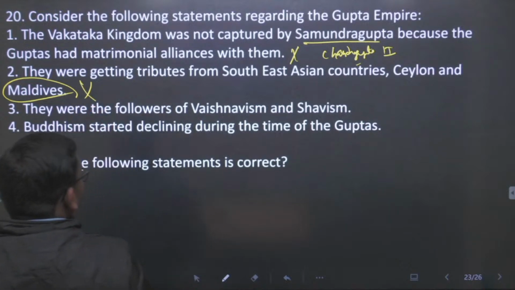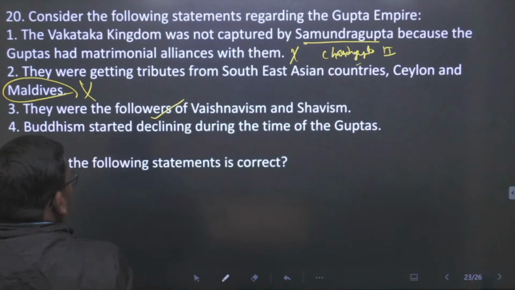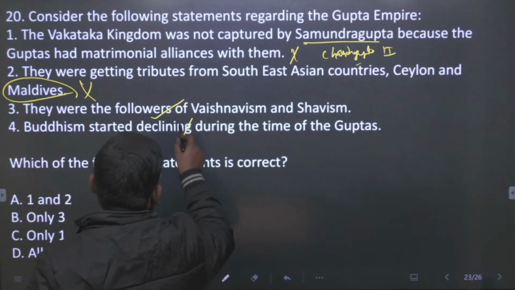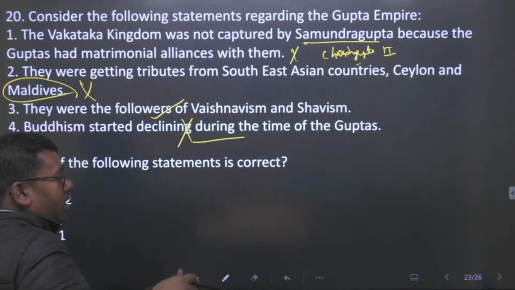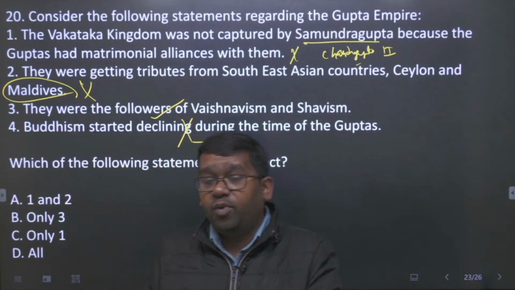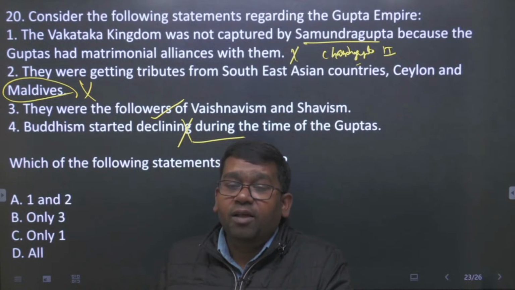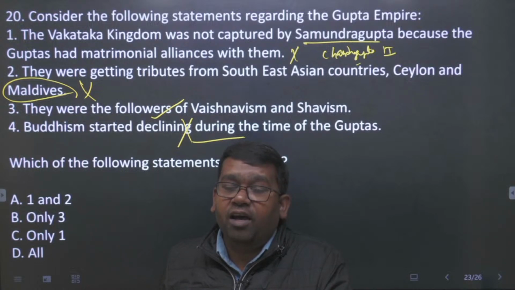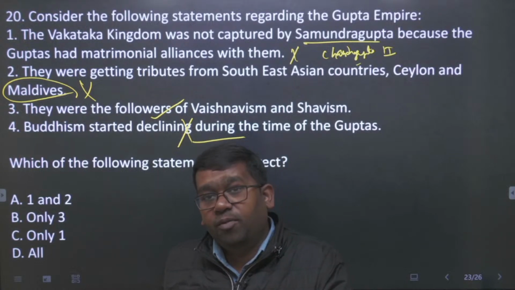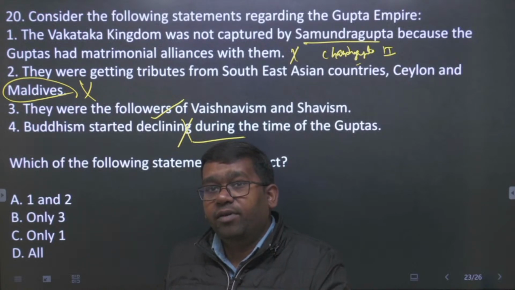They were the followers of Vaishnavism and Shaivism. This is correct. Buddhism started declining during the time of Gupta. False. Many Buddhist sites were built, many statues were made in Buddhism, and the most important thing developed in Buddhism in the Gupta period was the foundation of Nalanda University. So Nalanda Mahavihara is the most important contribution of Gupta, right? Kumaragupta built it. So this statement is false.